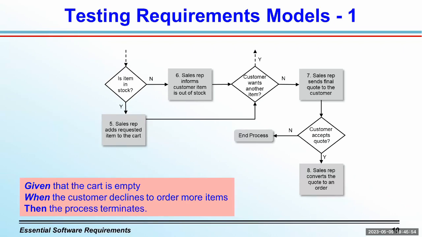So let's try to trace the path this test describes on the process flow, and you can't do it. You can't get to the end process. This diagram says that if the requested items are not in stock and the customer doesn't want to order anything else, so the cart's still empty, the sales rep still sends an empty quote to the customer. That doesn't match the test and it doesn't make sense. So assuming the test is correct, something has to be correct, then we found an error in the model and in any textual requirements that go along with that model.